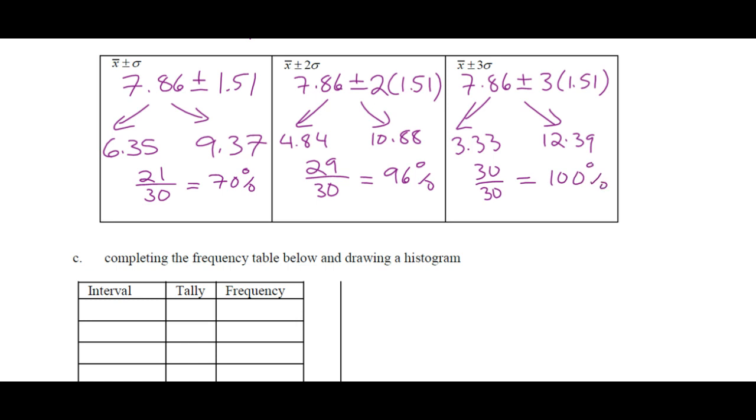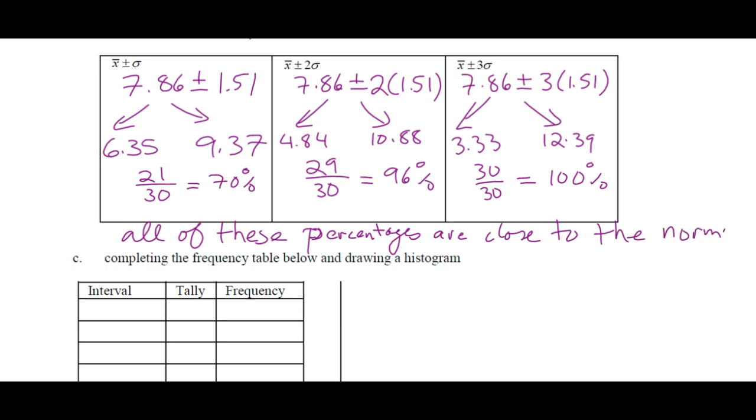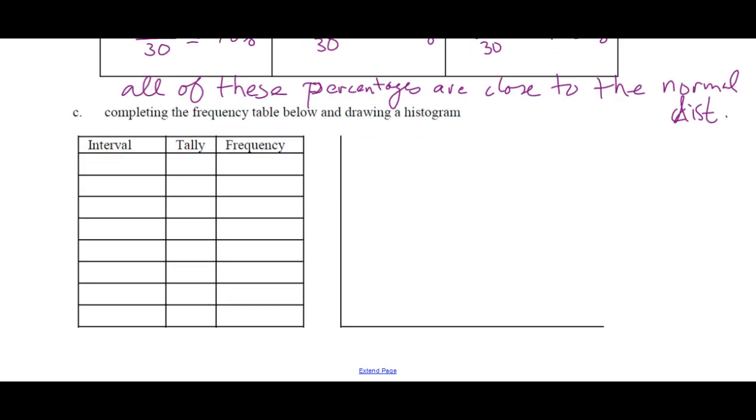Okay, so we're supposed to have 68, 95, 99.7. These are all pretty close. So it's likely that this data is normally distributed. Okay, so all of these percentages are close to the normal distribution. I can abbreviate that as DIST.